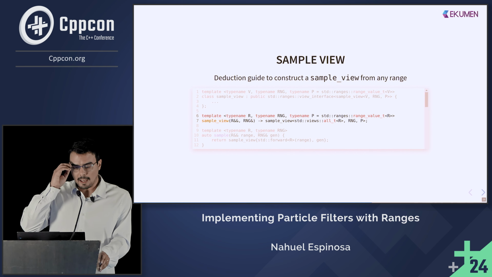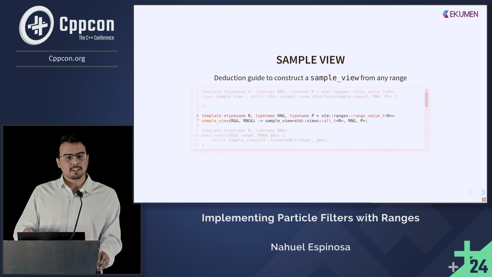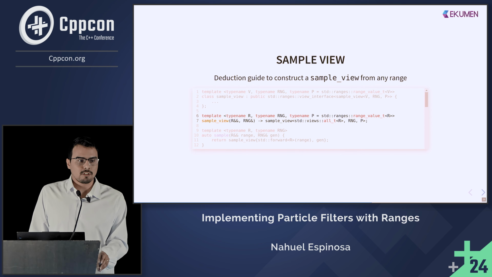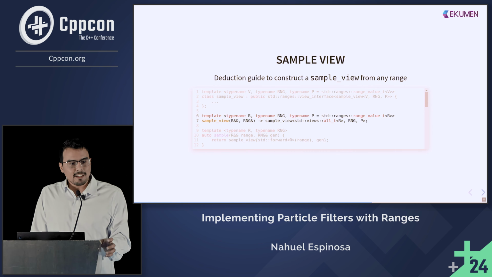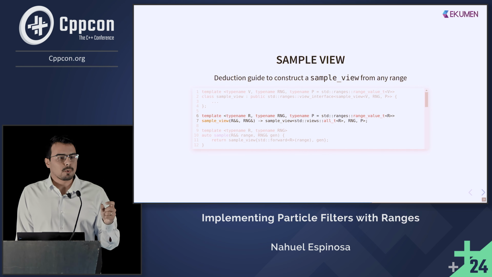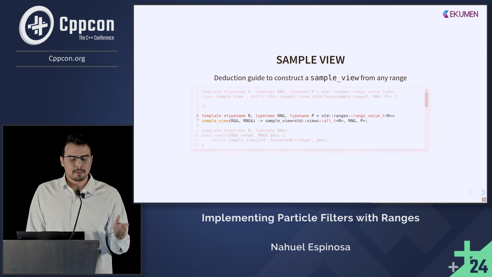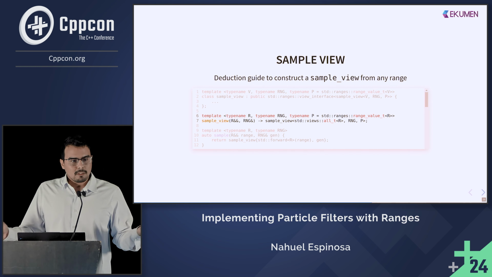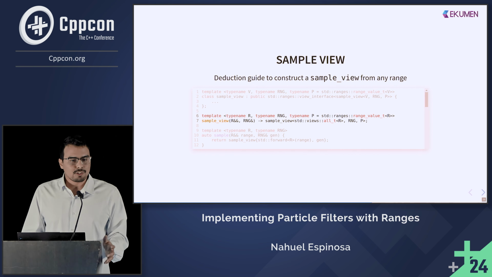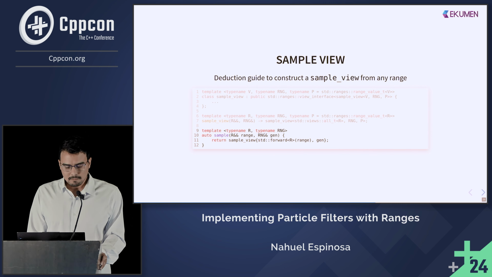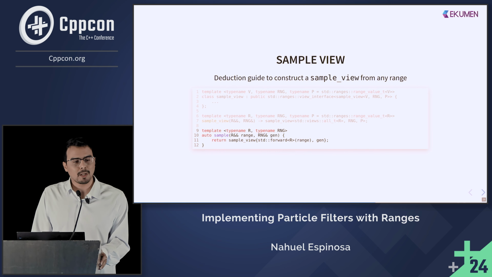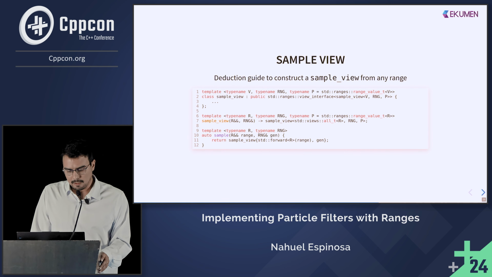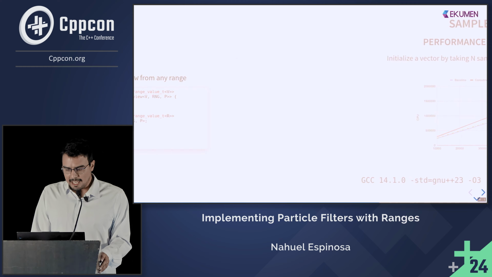One of them is a deduction guide to actually construct our sample view from any range, not just views. Instead of defining a separate function as we did before, in this case, the deduction guide can use the meta function alt, which is the equivalent to the std views all function we used before. And this will make it so our view can be constructed from any range. The sample function here will simply forward the arguments to the constructor of the sample view, but we will come back to this later. So this is our implementation.